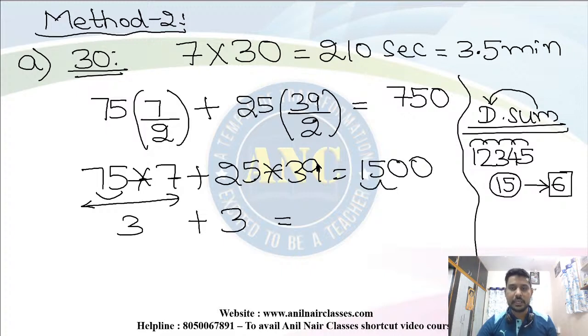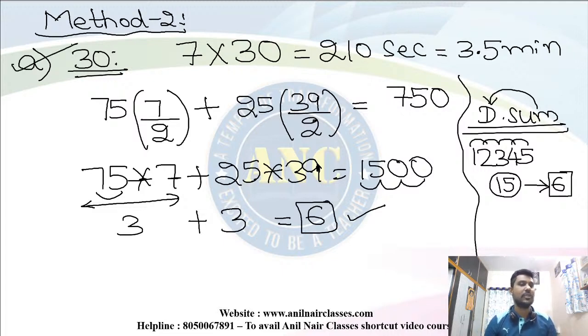1 plus 5 is 6. 6 plus 0 plus 0 is also 6. So because the digital sum in right hand side and left hand side is matching, this should be the correct answer. Answer for this question is option A. You can check out the other options. The digital sum will not match for the options which are given in this particular question.